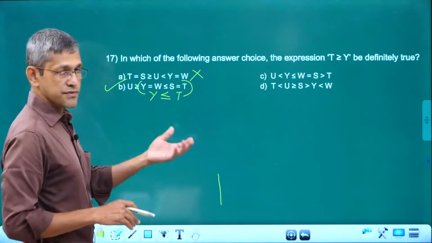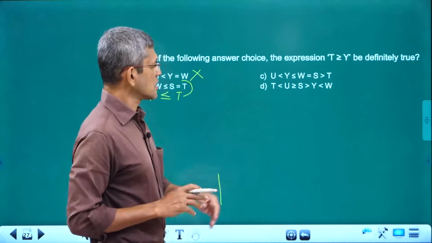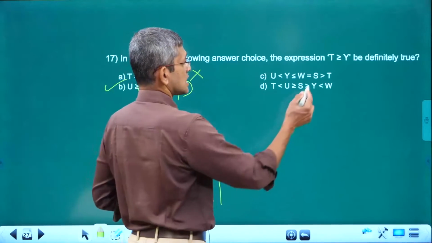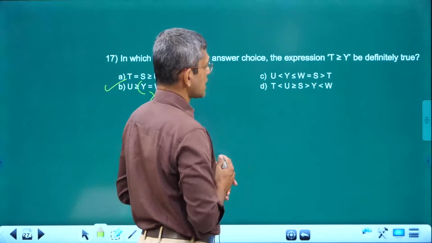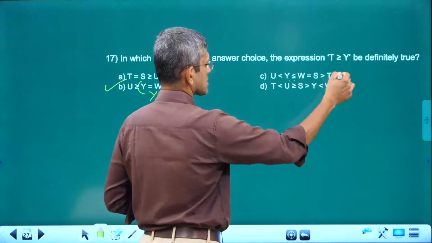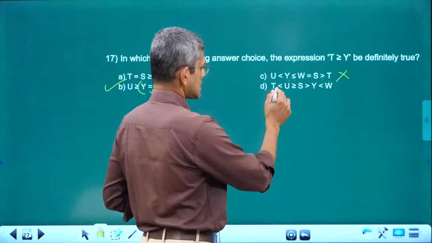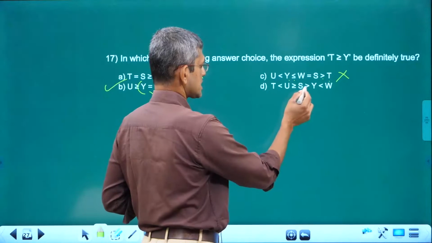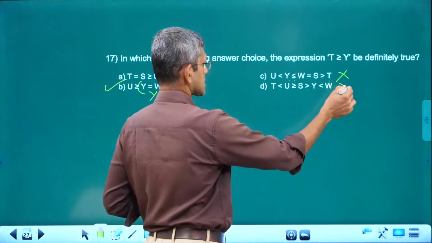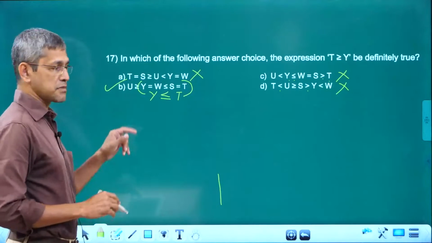Now third and fourth, we don't need to check them in detail from an exam point of view. Just quickly go through it. T always greater than or equal to y. Look at it, between t and y we have contradictory symbols. Doesn't work. The next one, d: between t and y, we have contradictory symbols. Doesn't work. So the only answer choice is B.